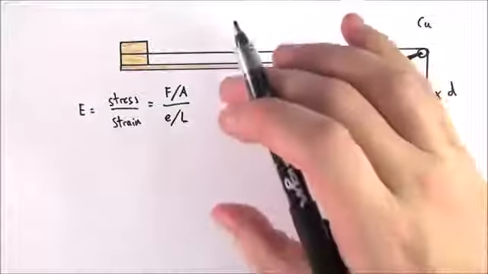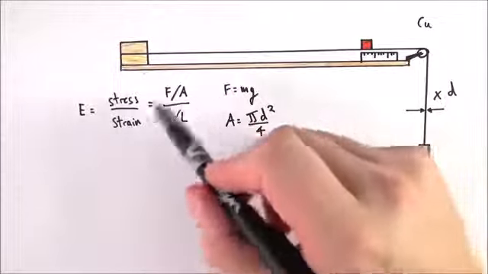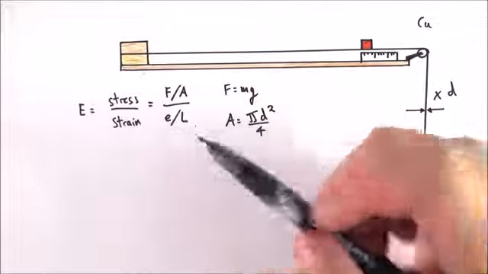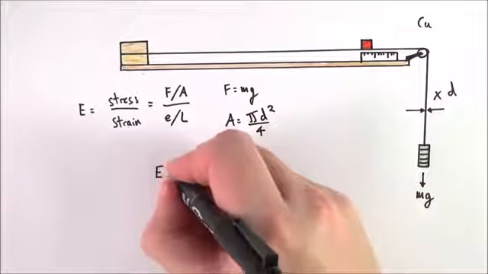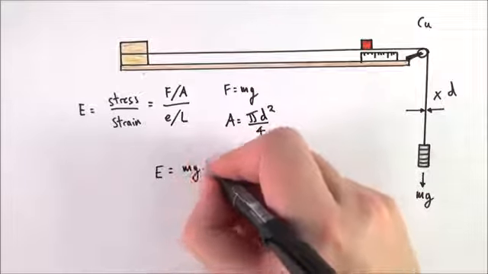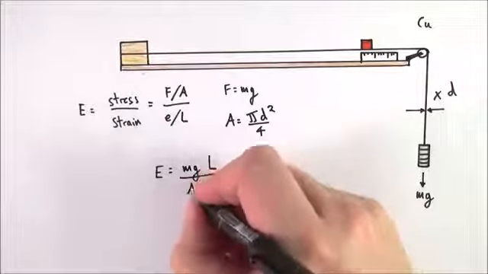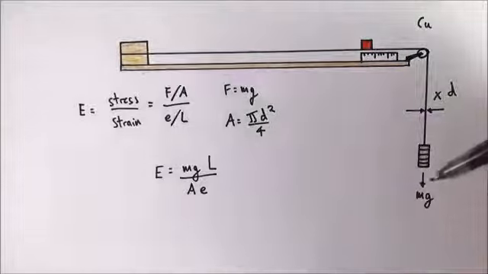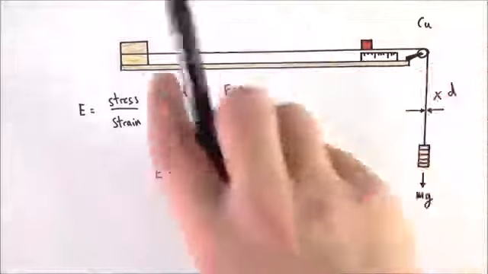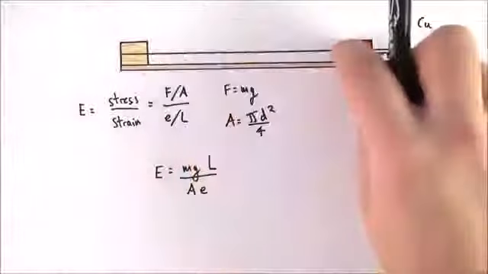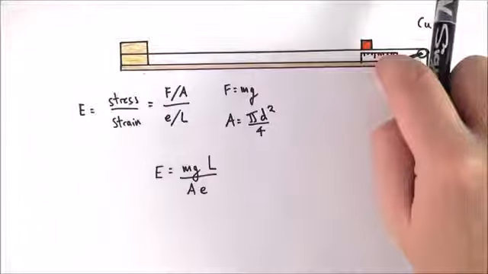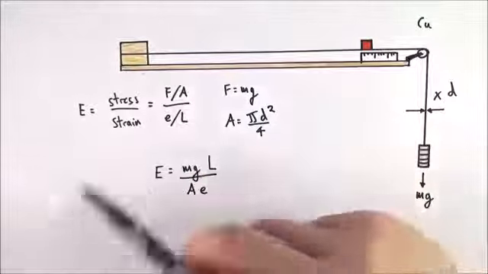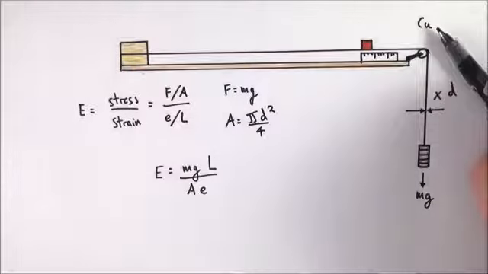So what we can then do is take this equation and rearrange it. We can bring the L up, we can bring the A down, and what we can say is that Young's modulus is equal to mgL over A multiplied by e. So all we need to do is add some mass on the bottom. We've got a certain length of copper, which is going to get longer. We can measure the extension, we measure the area, and then we can use that to work out Young's modulus for, in this case, copper.